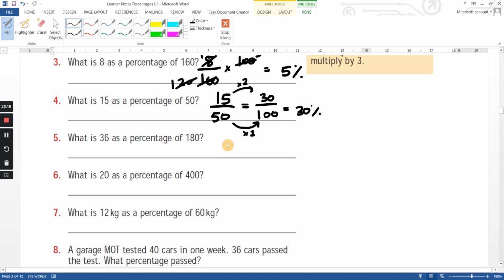Next one, as a percentage, let's simplify. Which one should I do first? Let's get rid of a 0 here and a 0 here. Okay, and then 18, I know that 18 goes into that once, 18 into that twice. So it's 2 times 10, which is 20%.